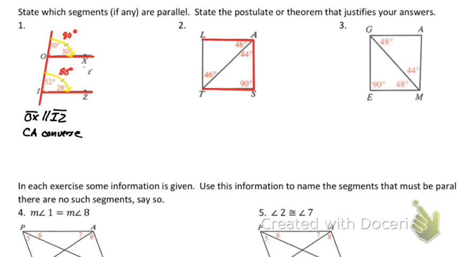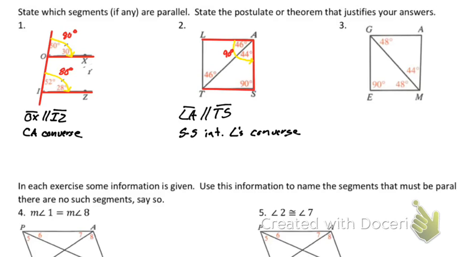But this one, EJ was saying, if you add these two things together to get that full angle, that is 90 degrees. And if we look at this 90 degrees and this 90 degrees, they equal 180, and they're same side interior angles. So LA would be parallel to TS because of same side interior angles converse.